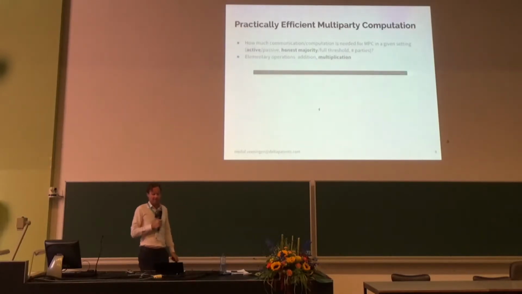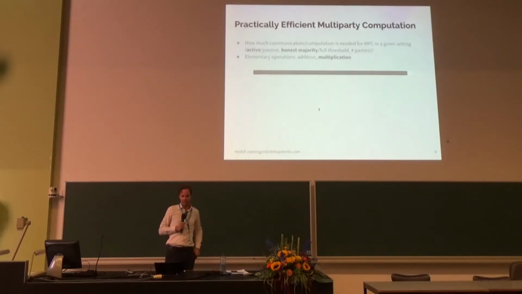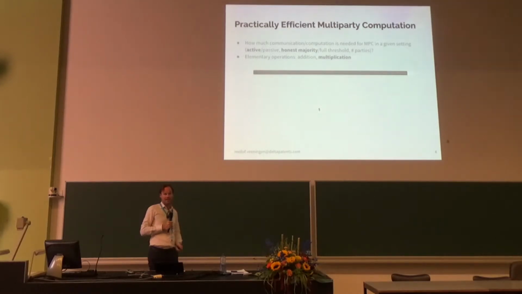Specifically, we want to look at practically efficient multi-party computation, so to make things really fast and communication efficient in practice. And then one of the big questions there is how much communication and how much computation you need to perform such a multi-party computation for a particular setting, for instance, for an actively secure honest majority protocol. And that typically also depends on the number of parties that you have in the computation.